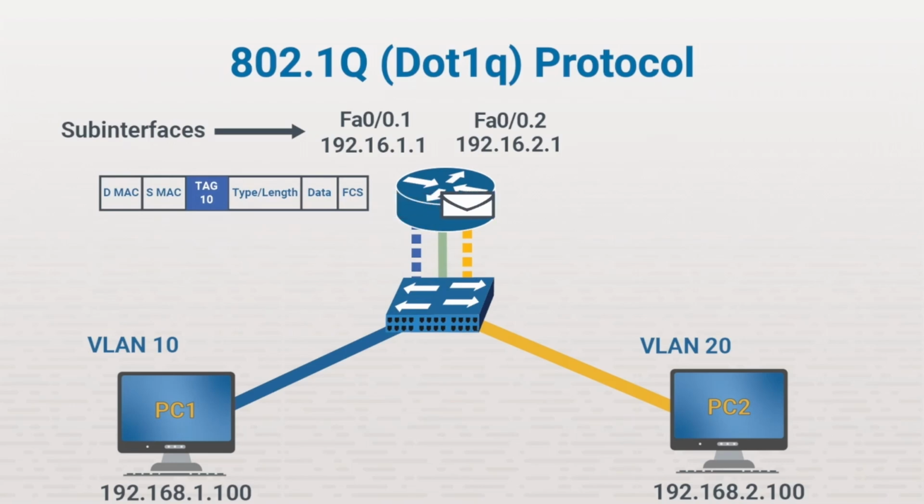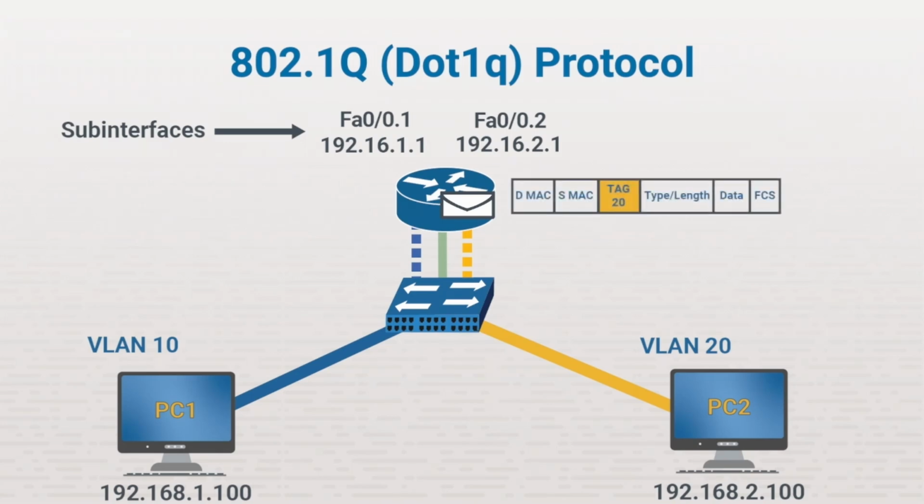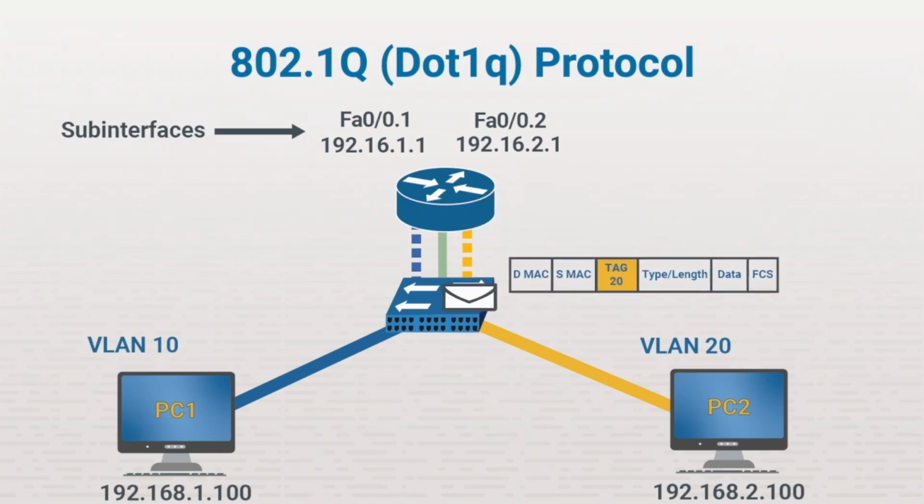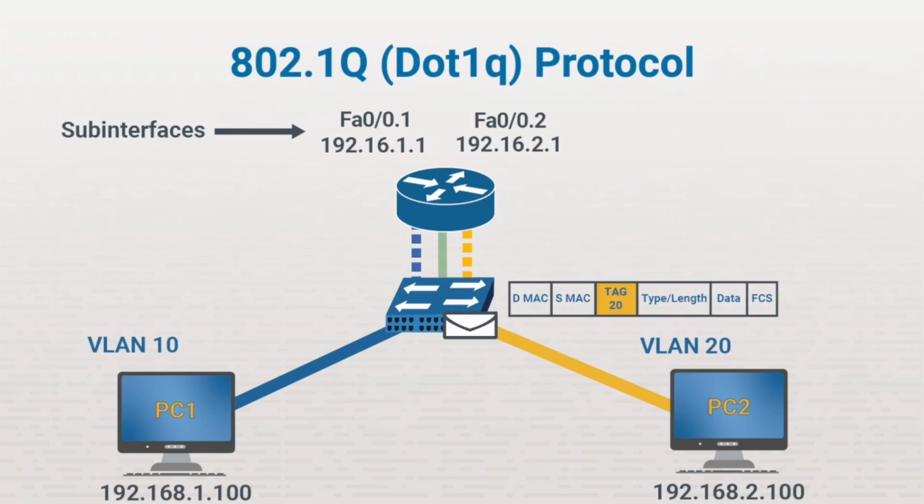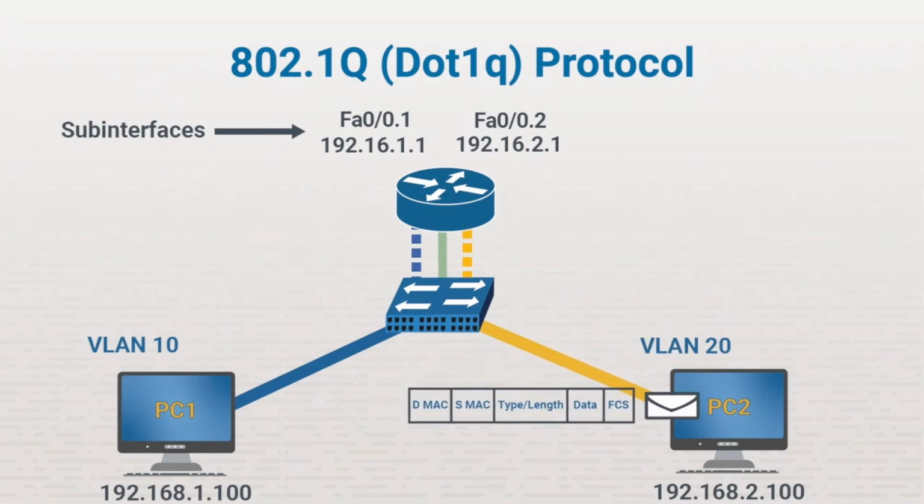The router looks at the destination address and sees that the frame is intended for VLAN 20. So it changes the VLAN ID to 20 and sends it back to the switch over the same cable. Remember, we really only have one cable with two subinterfaces. The switch now says, oh, this is for VLAN 20. I know which port that is. It removes the tag since the PC won't know what that is and sends the frame to PC2.